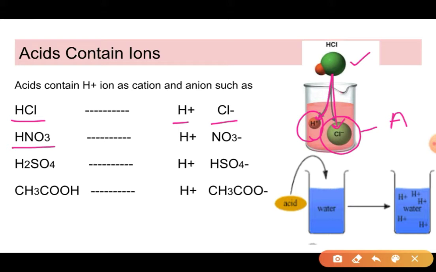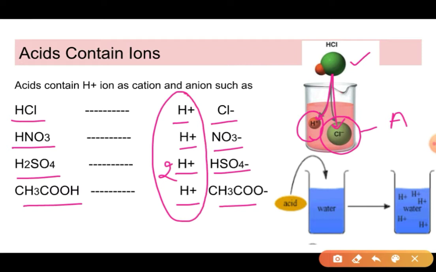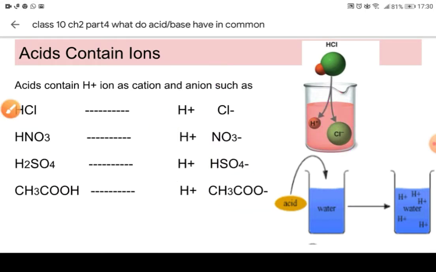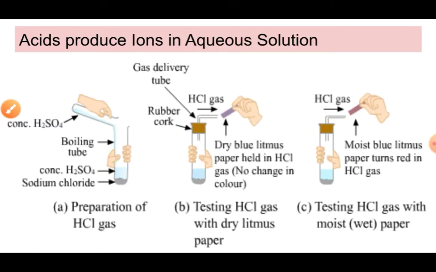Nitric acid when we dissolve, it produces H plus ion and nitrate ions. Sulfuric acid when we dissolve, it produces H plus ions and bisulfate ions, or it could produce 2 H plus ions and SO4 2 minus ion, that is sulfate ions. Acetic acid when we dissolve, it produces H plus ion and acetate ions. So here we are finding that H plus ion is common in all the acids. So the compounds which are able to produce H plus ions are acidic in nature. That is why they show all those properties which we have learned about the acids.